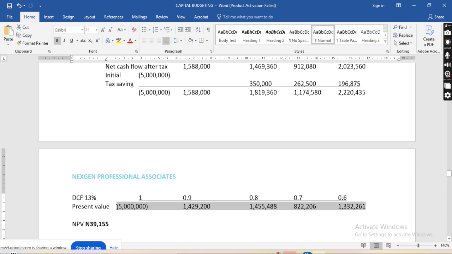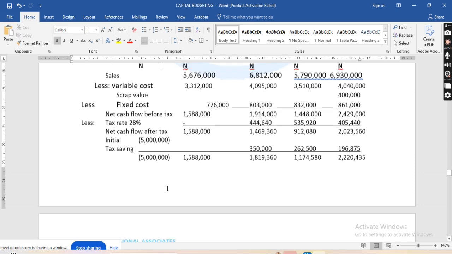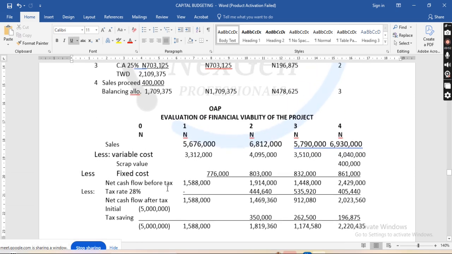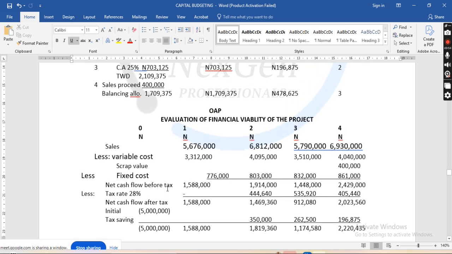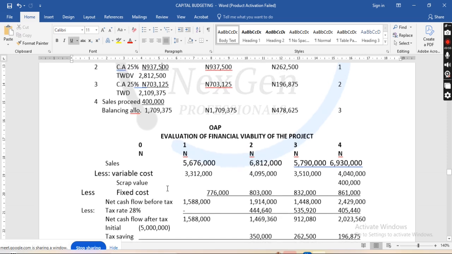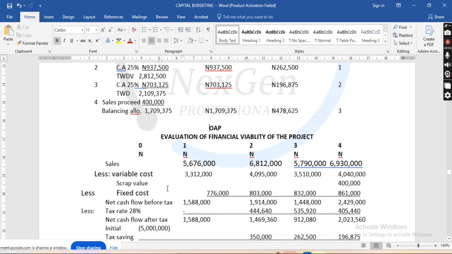So please, the tax for year 4 and the balancing allowance. I don't know how we treated it now. Okay, we didn't treat it. We ignored it. Okay, now let's come back.